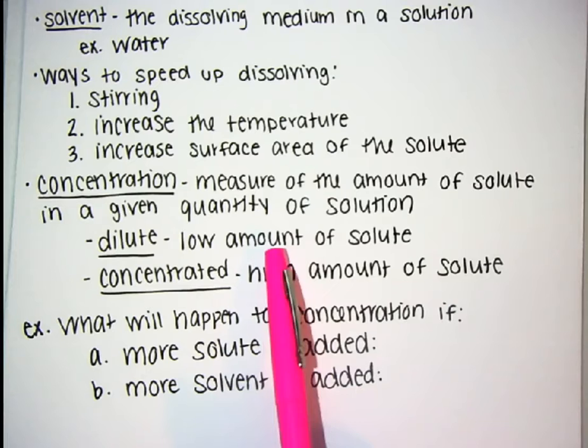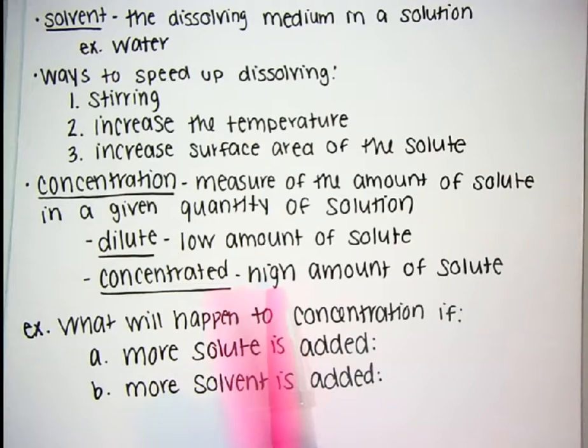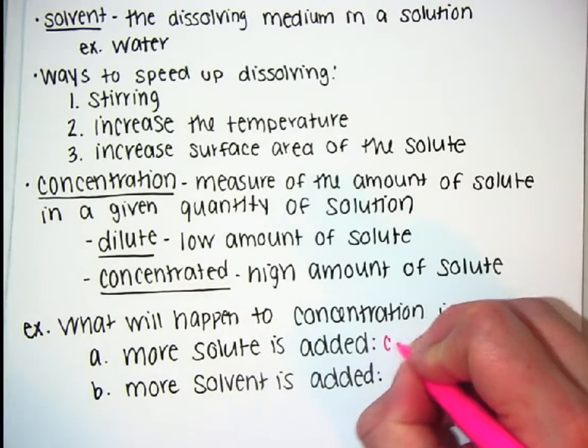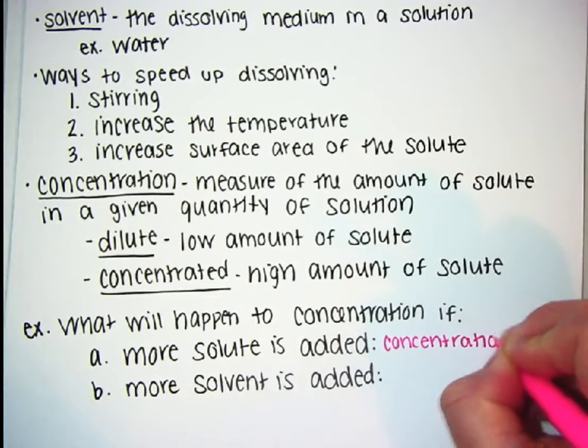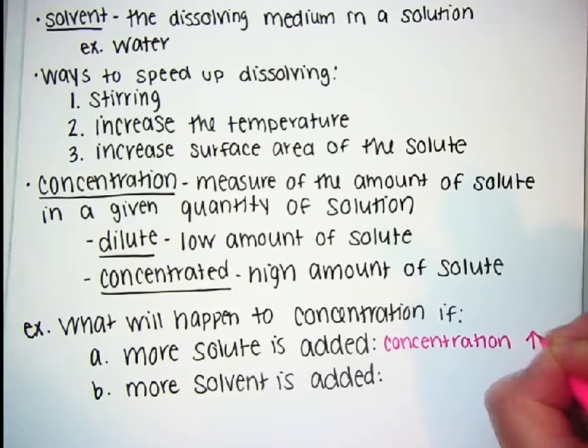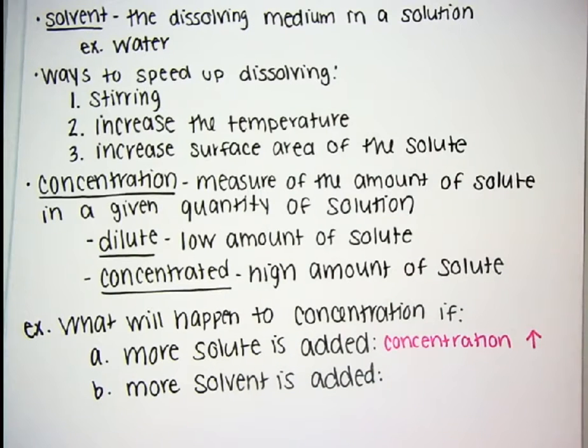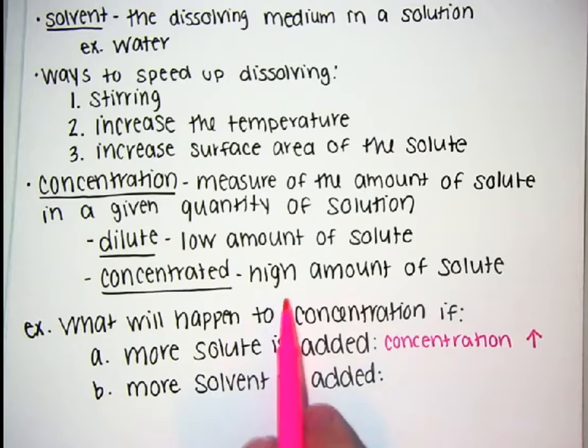Well, we could see that as we add more solute, it becomes more concentrated. So if more solute is added, concentration increases. Let's say we are making lemonade. The lemonade powder would be your solute, the water would be the solvent. If you continue to add more and more lemonade powder, that concentration is going to come up. It's going to have a higher amount of solute, it's going to be more concentrated.